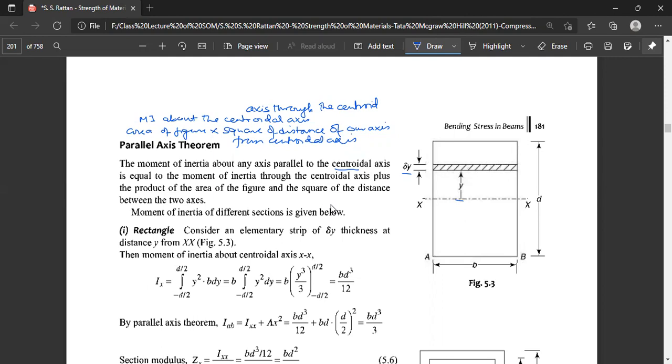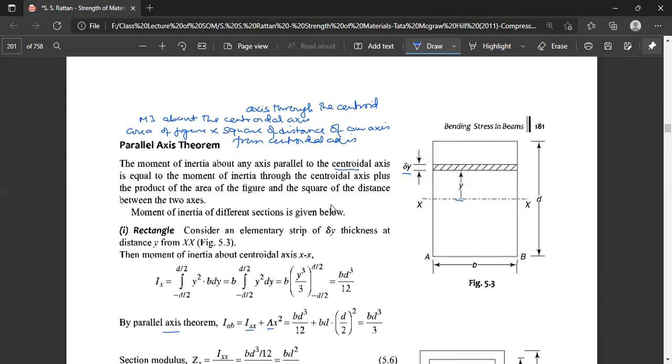Thus, by the parallel axis theorem, the moment of inertia about the axis AB is equal to Ixx plus area into x squared. So Ixx, the moment of inertia about the central axis, is b d cubed divided by 12, plus the total area b into d multiplied by the distance from the central axis, d by 2, whole squared. So this gives b d cubed divided by 3.